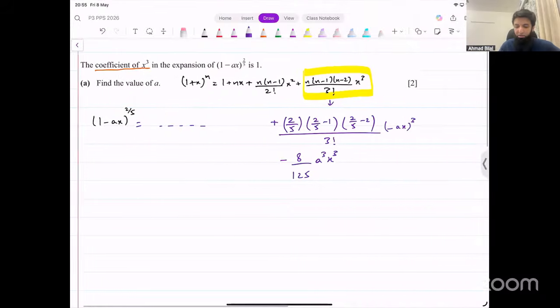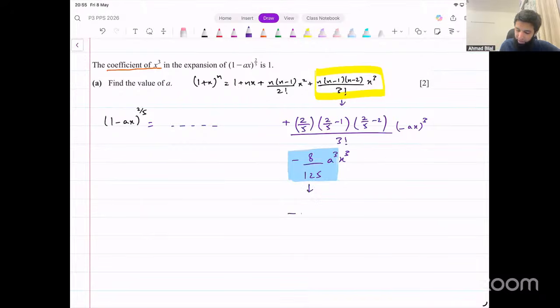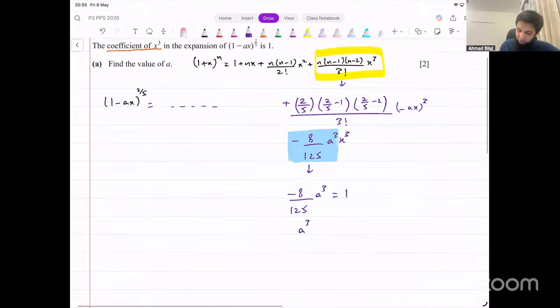Now they told us the coefficient of x cube is equal to 1. That means this thing should equal 1, so we just equate it to 1, and that will give us the value for a. Let's see what that turns out to be. Minus 8 over 125 a cube equals 1. A cube equals minus 125 over 8. Take the cube root of that, and that will give you minus 5 over 2, or minus 2.5.